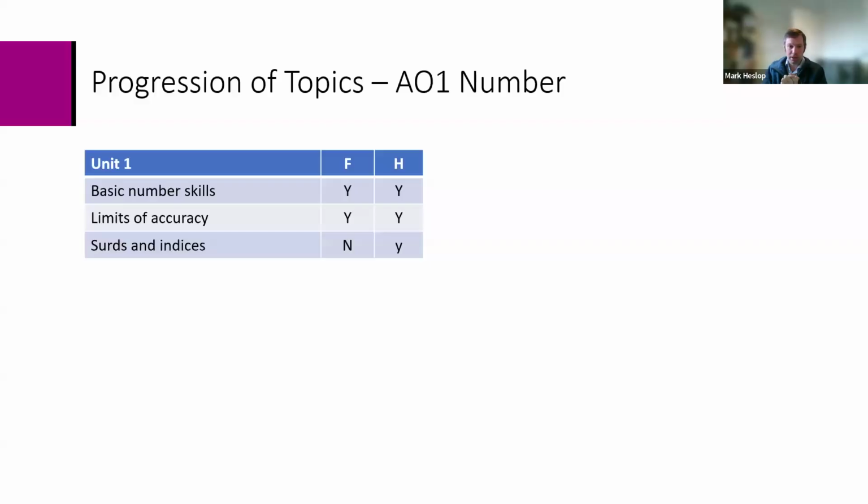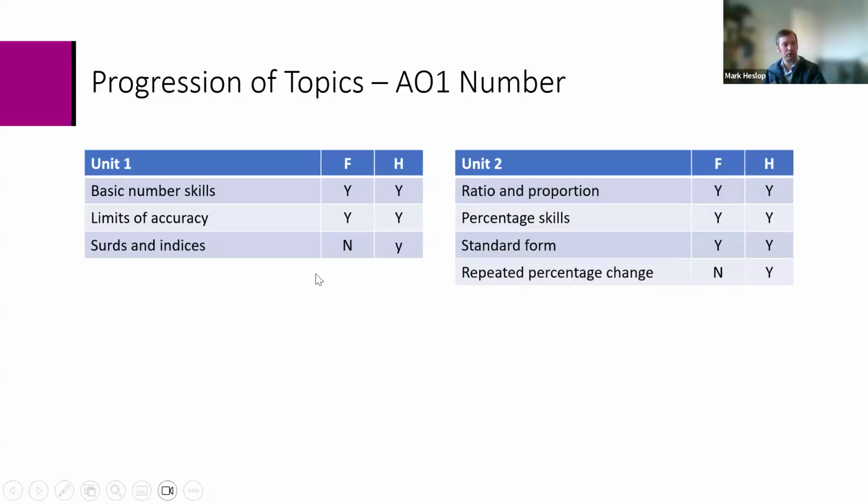So, like we've said, limits of accuracies in Unit 1 for both tiers, with harder questions for your higher tier, and surds and indices is there for your higher tier students. Progressing through into Unit 2, we have the ratio and proportion skills, percentage skills. I've just seen a question here: is Unit 2 foundations considered an essential for Unit 1 higher? No, it is Unit 1 foundations, Dina, that is essential for Unit 1 higher.